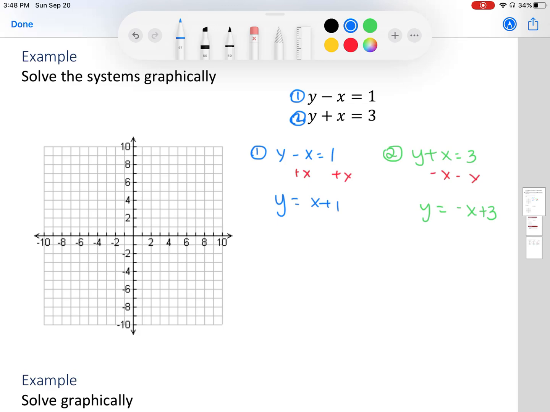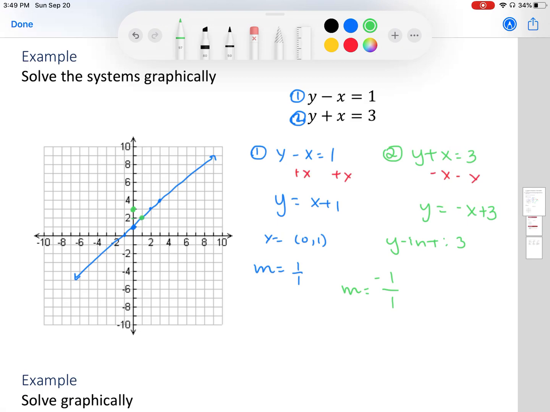Okay, let's go ahead and graph. For our first one, I have a y-intercept of 1 and a slope of 1 over 1. So I start with 1, and then I go up 1 over 1, up 1 over 1, up 1 over 1. And that will help me create my line for my equation. For my second equation, I have a y-intercept of 3, and a slope of negative 1. So I have my y-intercept of positive 3, and then I go down 1 over 1.